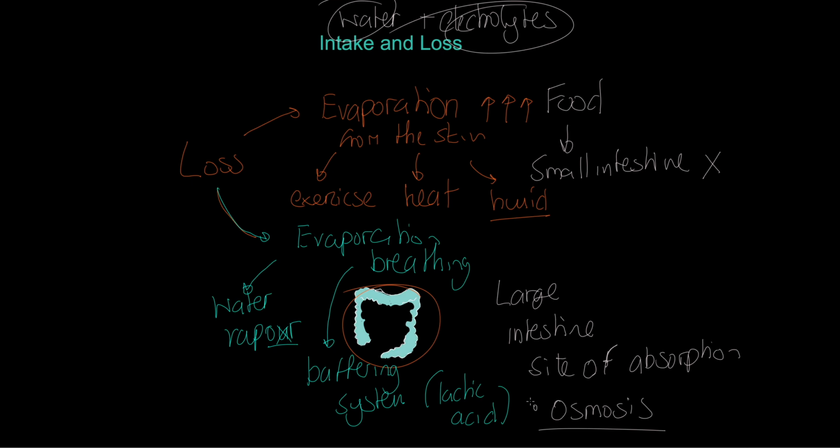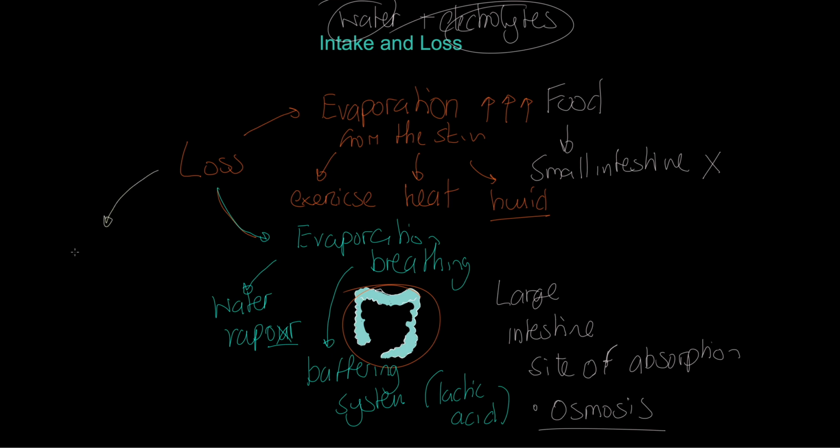Now, I'm not going to go into details here, but I just want you to be aware that when lactic acid is produced through anaerobic glycolysis, the buffering system can ultimately convert that into water and CO2, which we can then breathe out via the lungs. So that works nicely for us. Let's go a little bit further.